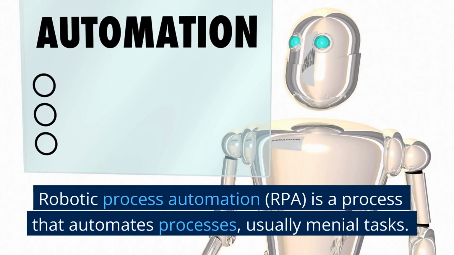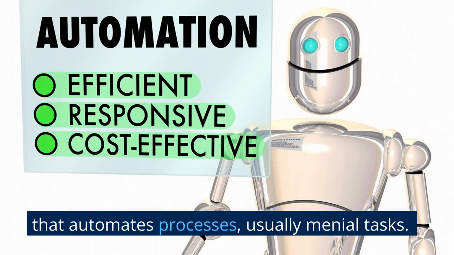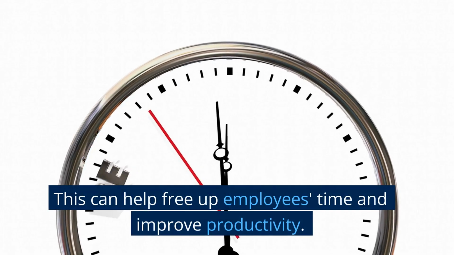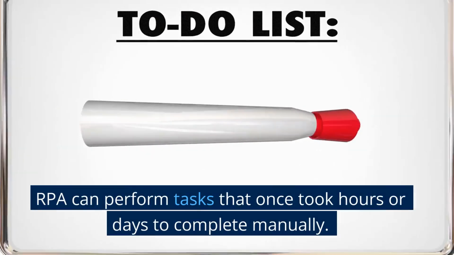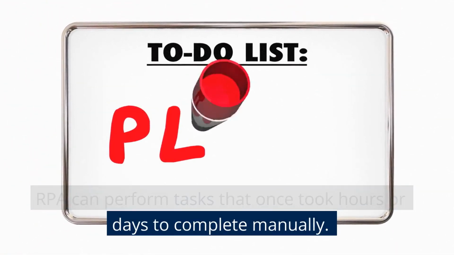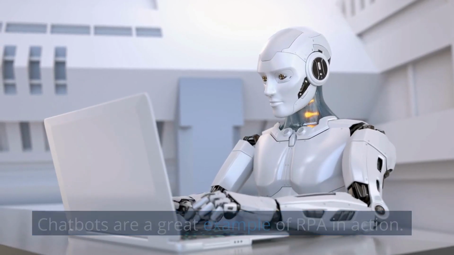Robotic process automation, RPA, is a process that automates processes, usually menial tasks. This can help free up employees' time and improve productivity. RPA can perform tasks that once took hours or days to complete manually. Chatbots are a great example of RPA in action.